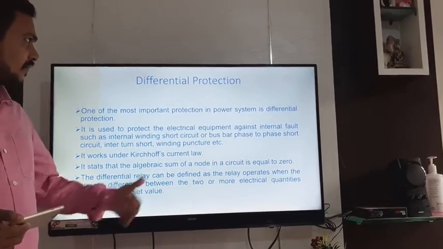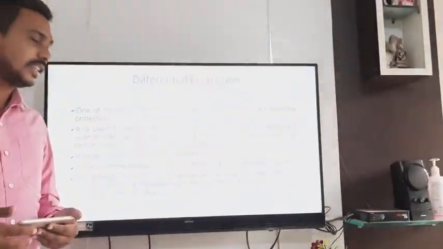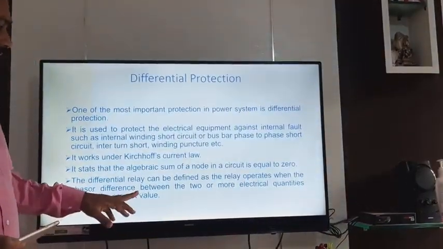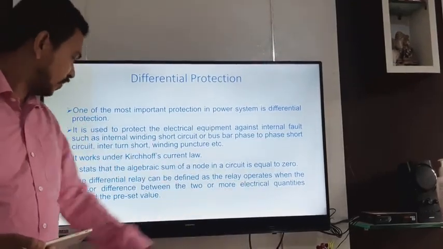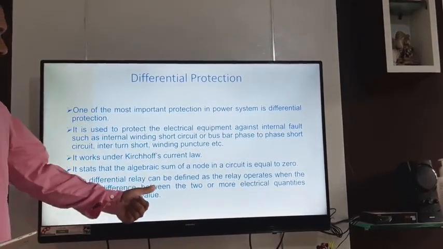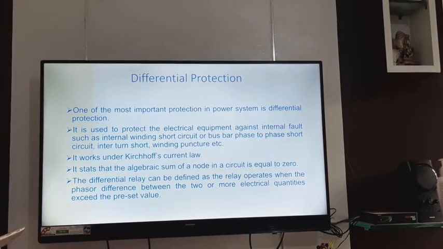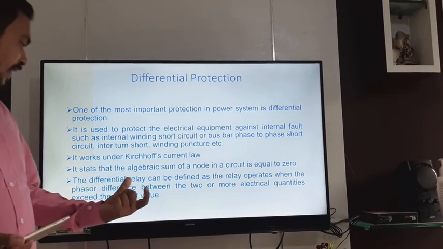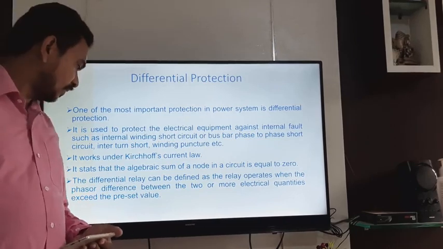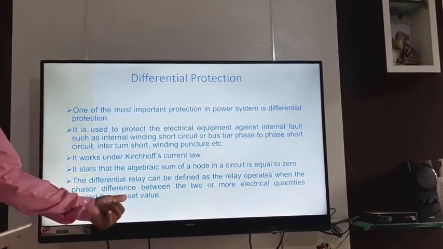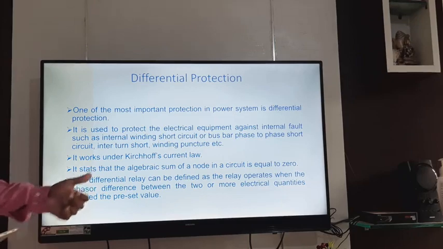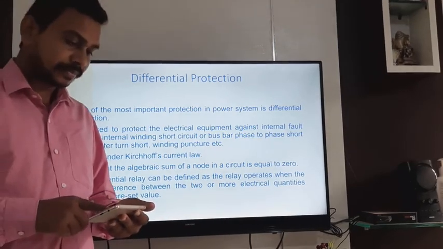The differential relay can be defined as follows. In differential protection we are using the differential relay. A differential relay is defined as a relay that operates when the phasor difference between two or more electrical quantities exceeds the preset value. We have to set one value that is known as the preset value, and when it is exceeded, at that time the differential relay will operate.